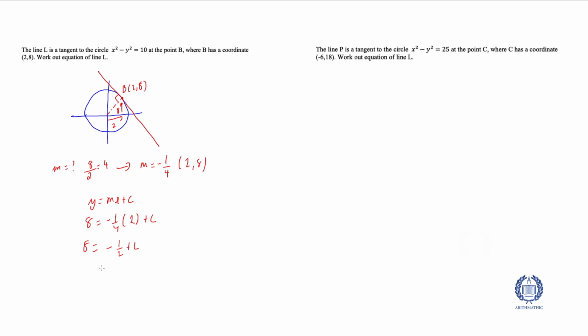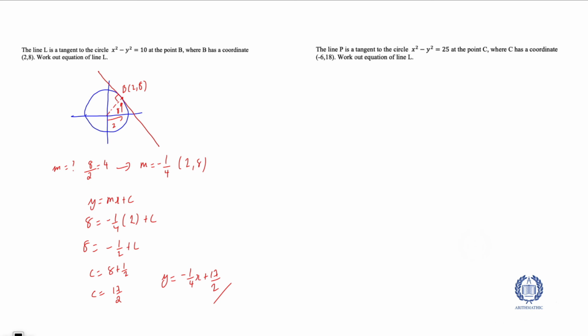So then if you do 8 plus half, because you move it to the other side, so 8 plus half, that's going to give us 17 over 2. So that means the equation of the tangent is going to be y equals, what's the gradient? Minus 1/4 x plus 17 over 2. And that's it.